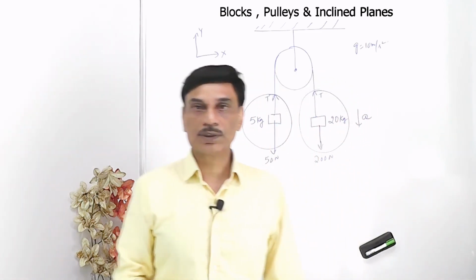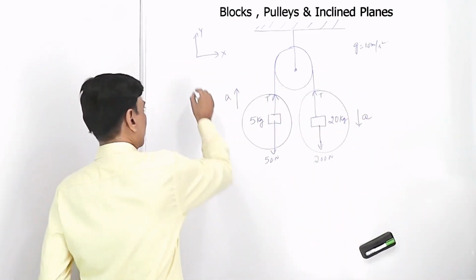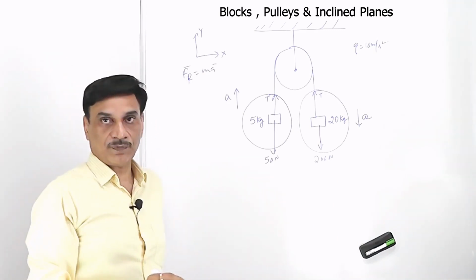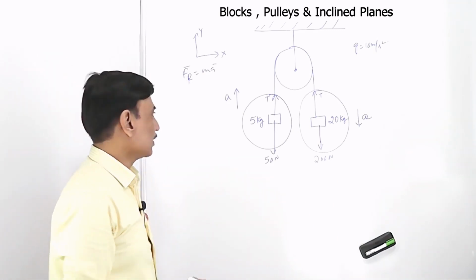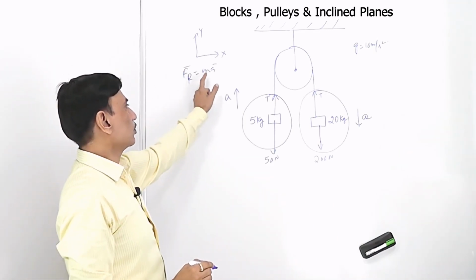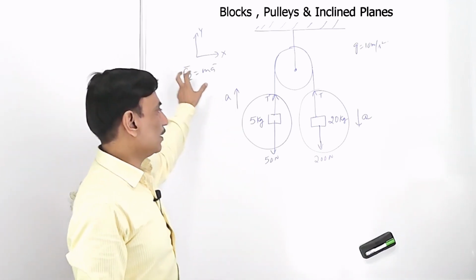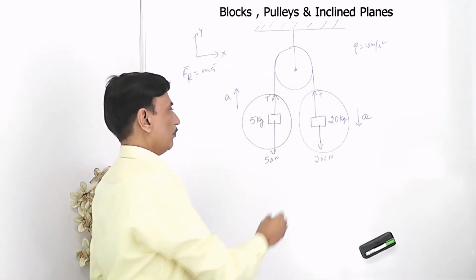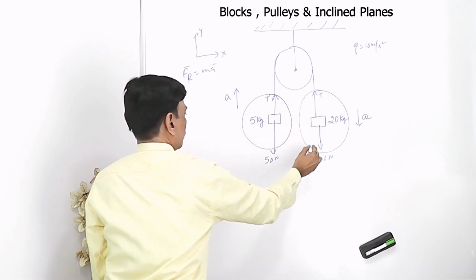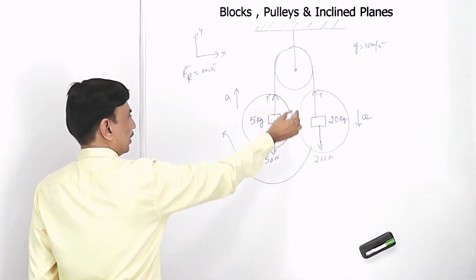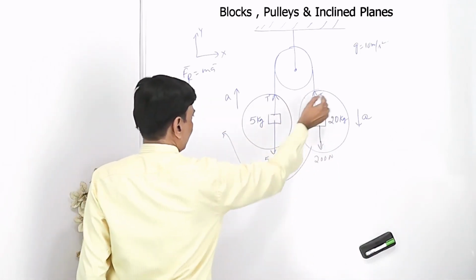Now we can write the equations. We are using now our last step of the free body diagram method, that is we have to apply resultant force equal to mass into acceleration. We apply this individually to both the blocks. For this block, it is going down, so this force is greater than this force.